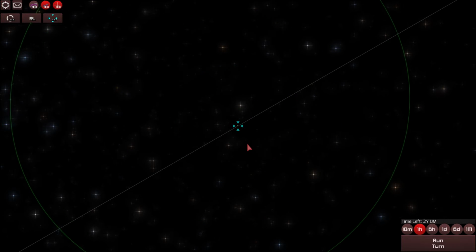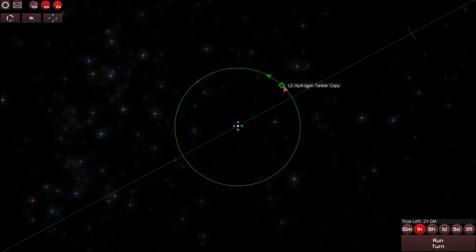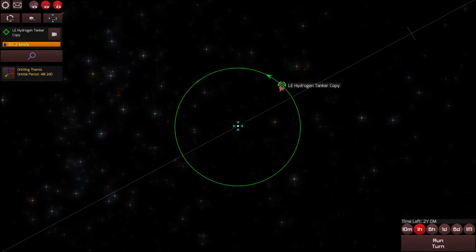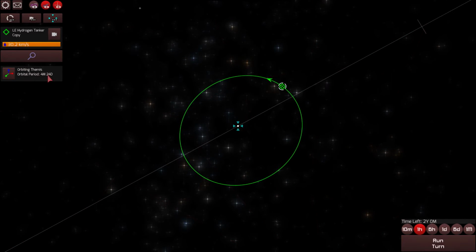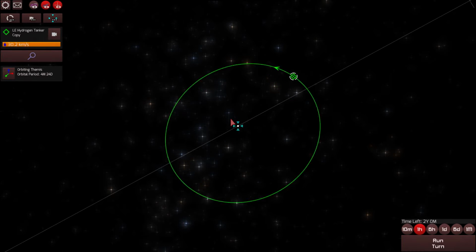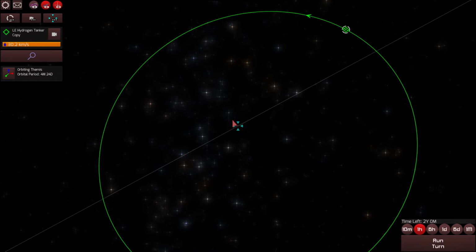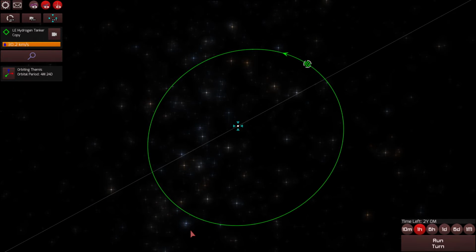So here we are at Themis. Now, I've noticed when you start this mission, sometimes your starting position around Themis is randomized. For instance, I'm here with an orbital period of 4 months and 24 days, but sometimes I've seen it where the orbital period was only a couple of days, much smaller, and you start off on the other side of Themis.